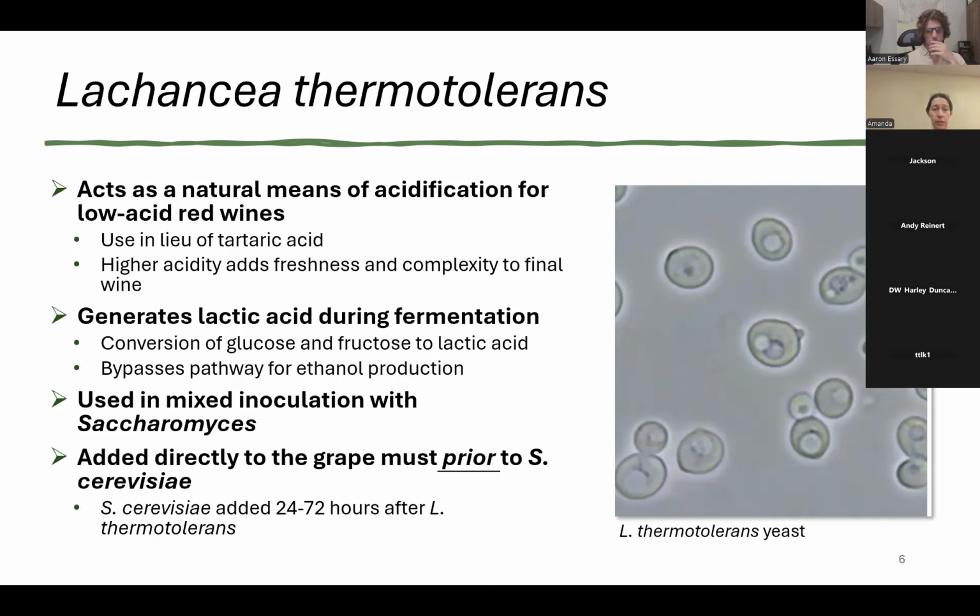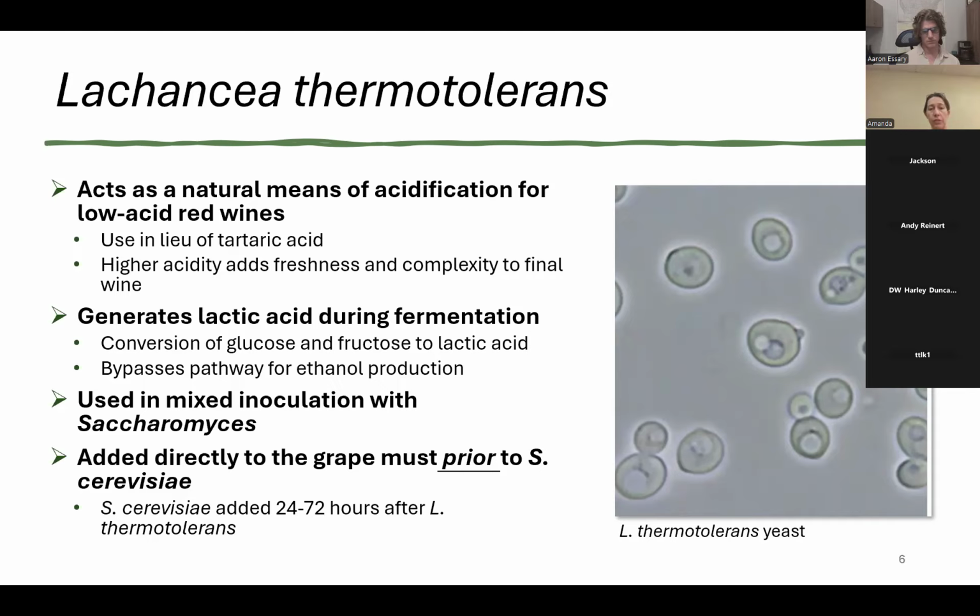That's really important. The specific acid that Lachancea is generating is lactic acid. So it's actually converting glucose and fructose into lactic acid and bypassing that ethanol production pathway. So sometimes people, when they use Lachancea, will see a slight decrease in the final ethanol of their wine compared to a wine that's made with Saccharomyces cerevisiae only. In my research, I didn't really see a significant reduction in ethanol compared to the control, but it has been reported in some of the literature.